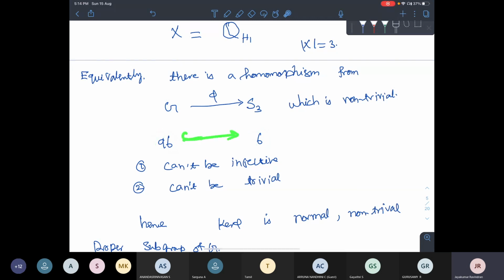It cannot be injective. Why? If it is injective, every element goes to a unique element; two elements cannot go to the same element. So the target should be at least as big as G, and only then can I talk about injectivity. But this has only 6 elements and G has 96, so it cannot be injective. Cannot be injective means, equivalently, the kernel of phi is not trivial.